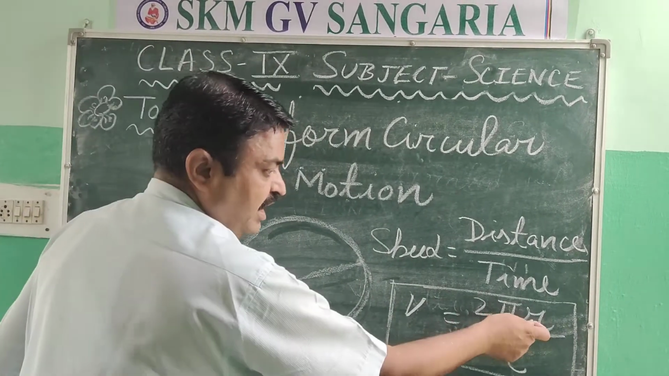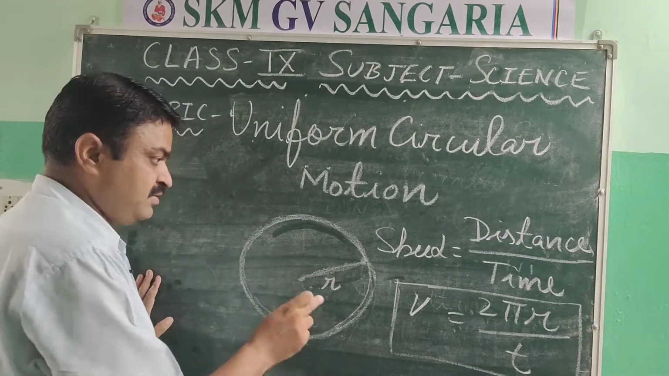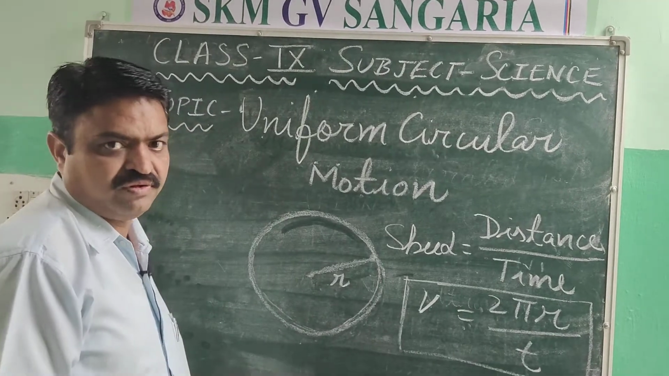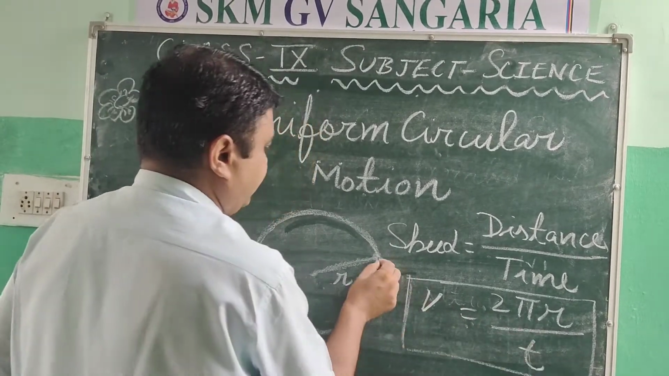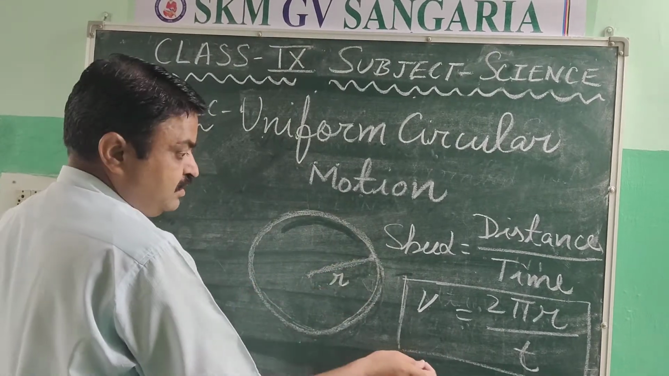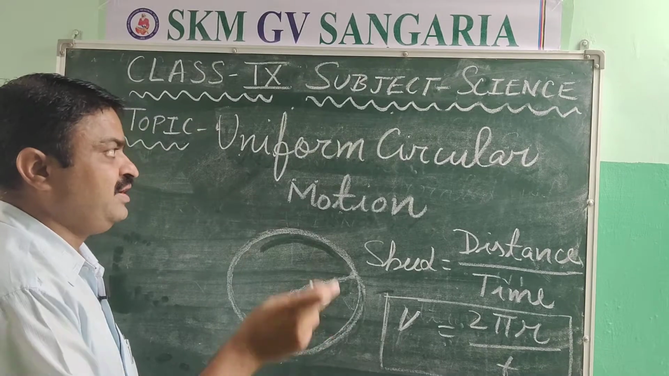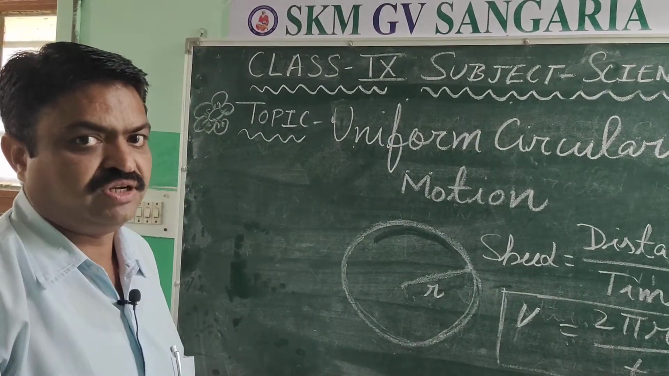So what is r here? R is here the radius of the circular track, and pi is 3.14, it has a fixed value, and t is the time taken by the object. So it is the formula of the uniform speed in the case of uniform circular motion, student.